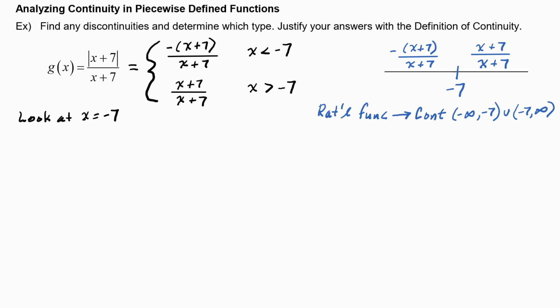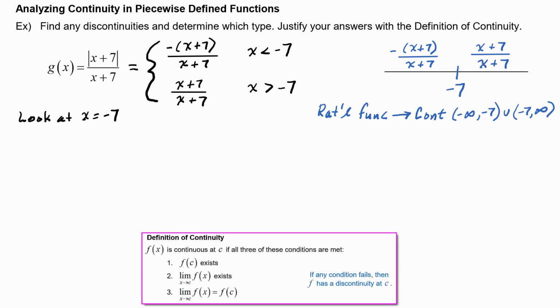We have to apply the definition of continuity. Step 1 says we need to look at the function value. So here in step 1, we need to find g of negative 7. And of course, that does not exist. Because g failed at step 1, we already know there's going to be a discontinuity, but we will need the limit to figure out which type. So let's go on to step 2, which tells us to find the limit of the function.